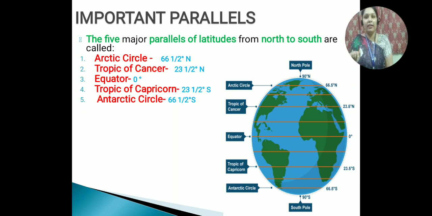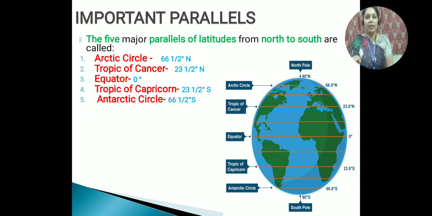Below the Arctic Circle, there is the Tropic of Cancer. Below the Arctic Circle, there is a line of latitude, a line of parallel, which is called the Tropic of Cancer. The degree of the Tropic of Cancer is 23 and a half degrees north, because it is in the Northern Hemisphere.